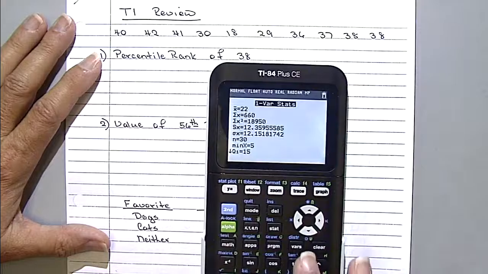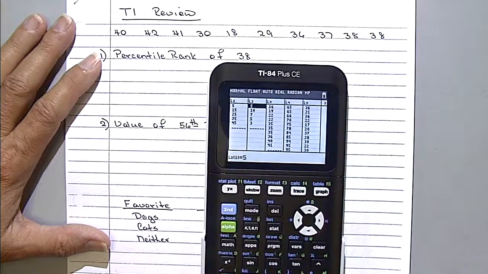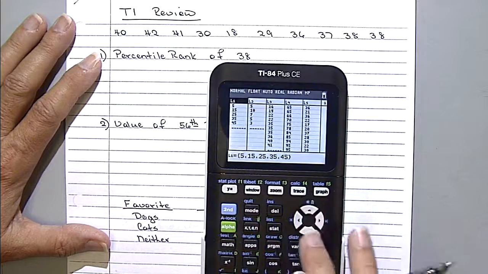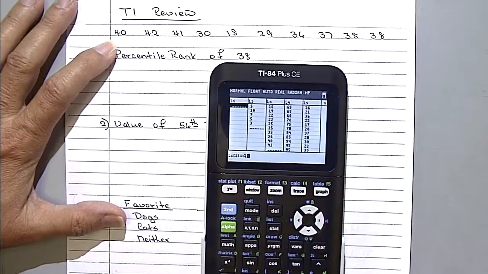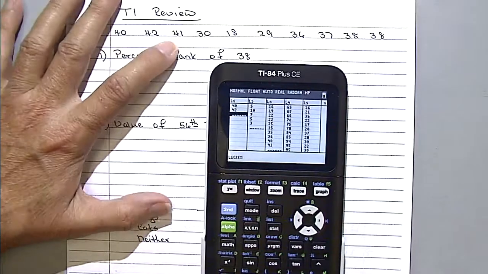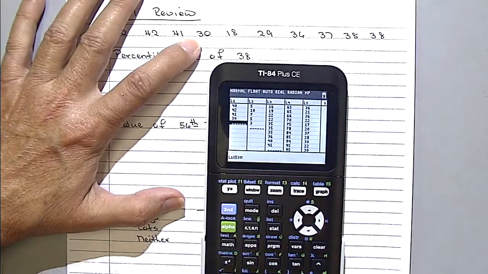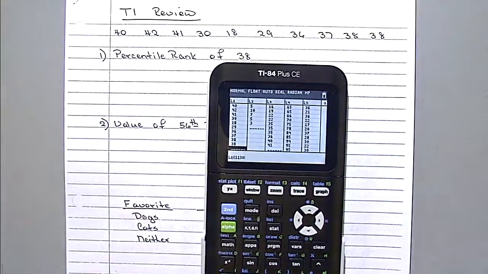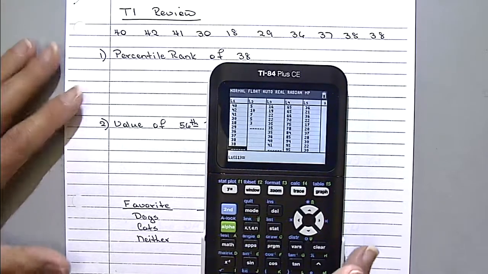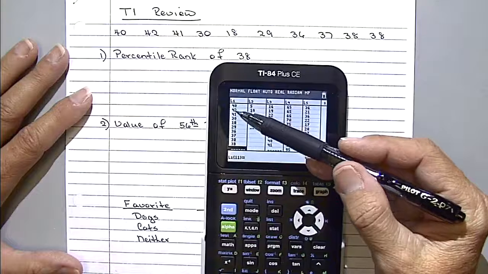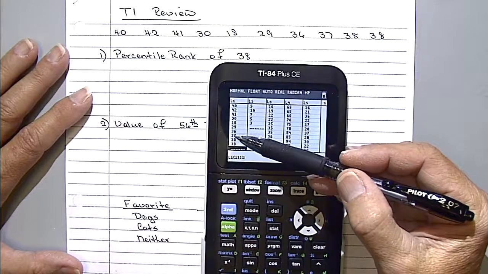Let's do this. Let's go to Stat, and let's go to Edit, and let's just pick a list and clear it, and put this data in it. So I got 40, 42, 41, 30, 18, 29, 36, 37, 38, and 38. Now, if you're doing this by hand without the calculator, you can plan on your data sets not being any bigger than this. So how you would get that ranked, you would just have to write it down in order and make sure you get it right. Now, I've put it all in list 1, and I go through and check it and make sure I did it right. I think I got it right.